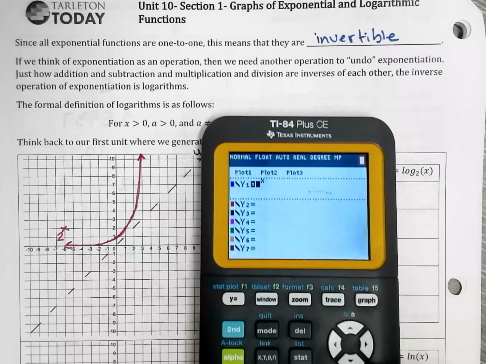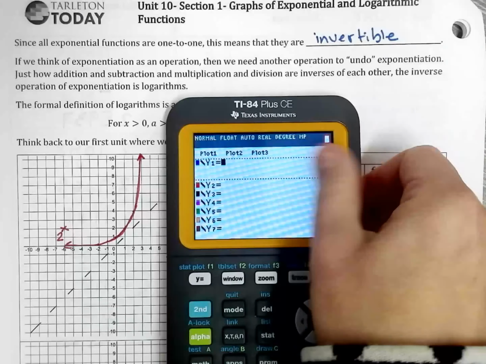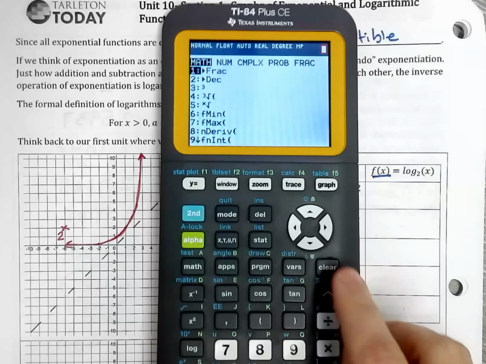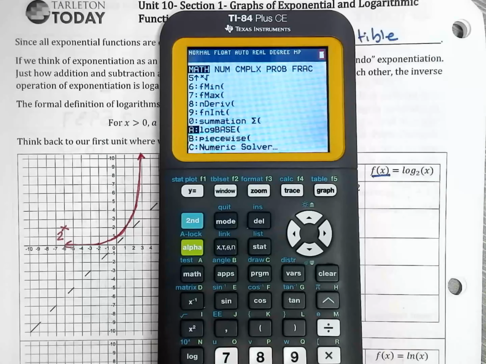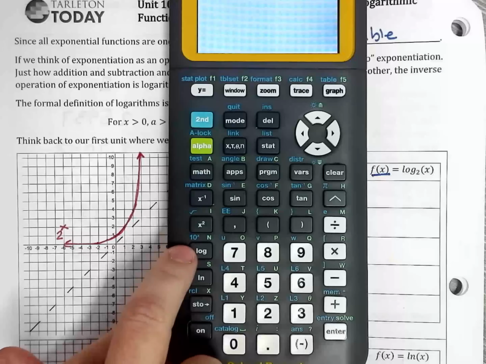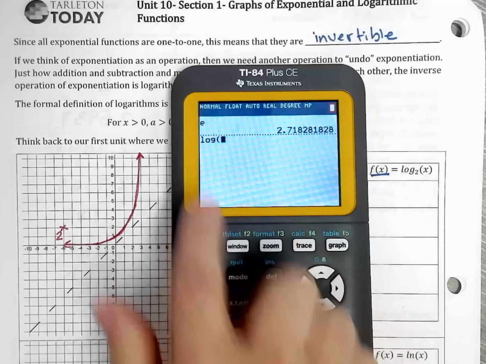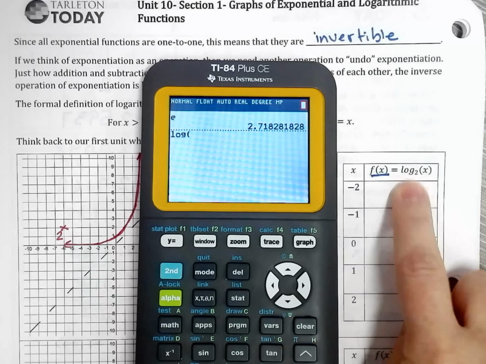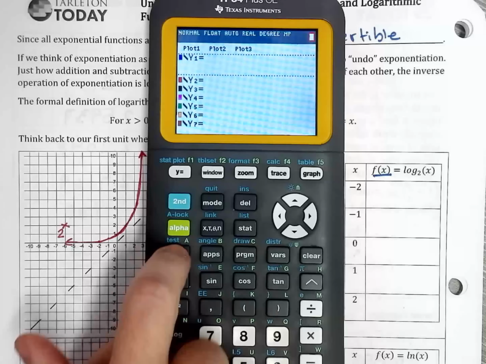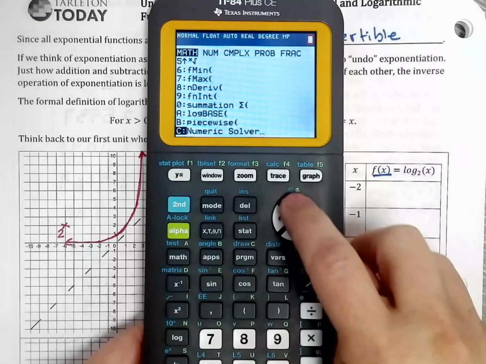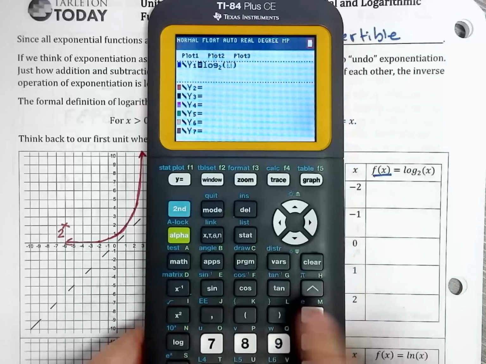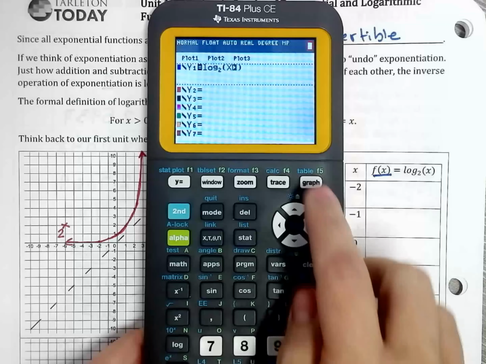So when you go to y equals, this is how you plug in the function log base 2. You're going to go to math right there and log base right there. And then you're like, hey, why can't I just push the log button? Well, the log button will give you log base 10, but this is log base 2. So you have to actually change that base. Again, it's under math, and then you go until you find log base, so that way you can enter log base 2 of x. That's how you do it.